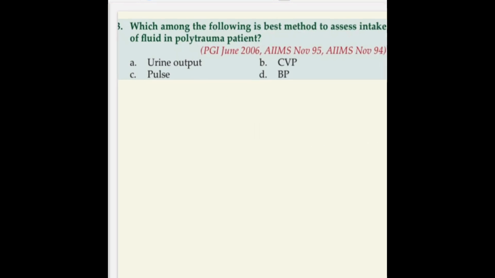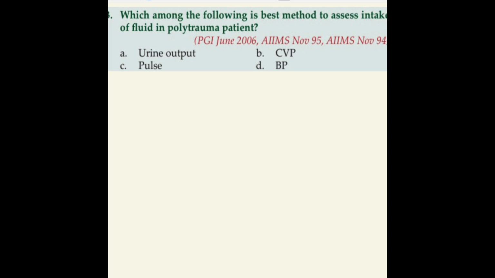Let us look at the next MCQ. Which among the following is the best method to assess intake of fluid in polytrauma patients? A is urine output, B central venous pressure, C pulse, and D BP. What is the answer? The answer is A, urine output. What is the normal urine output in an adult? The normal urine output in an adult is 0.5 ml per kg per hour.